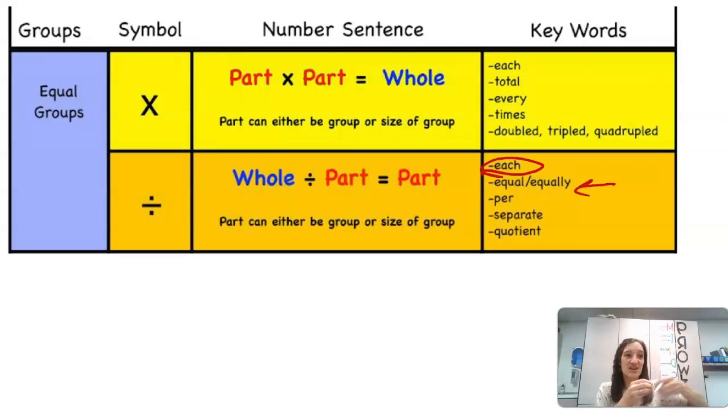If we're dividing something equally between people, we're going to be dividing. Per is a great keyword. Quotient, there's that quotient there.